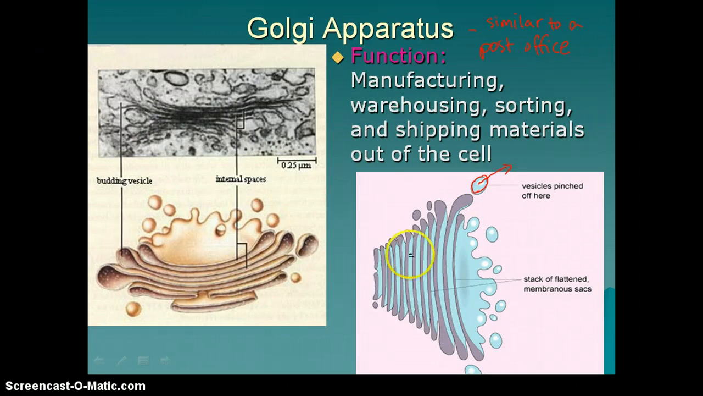So along here, it's making stuff, it might be warehousing, like here it might be storing a whole bunch of things that need to be stored, kind of like little bookshelves. And eventually, when things are ready to be exported out of the cell, it'll make these little vesicles that end up getting sent out to be used by the rest of the body.